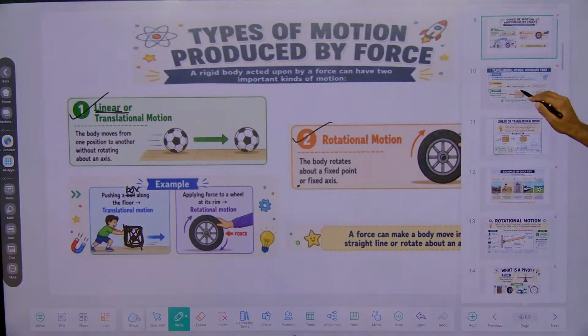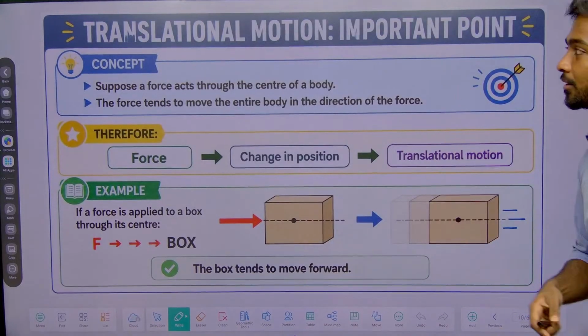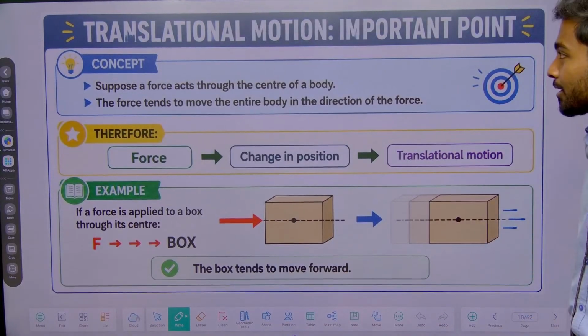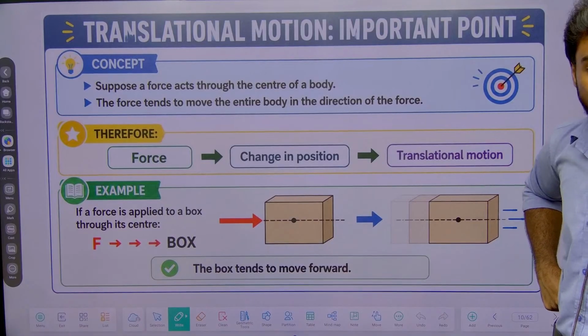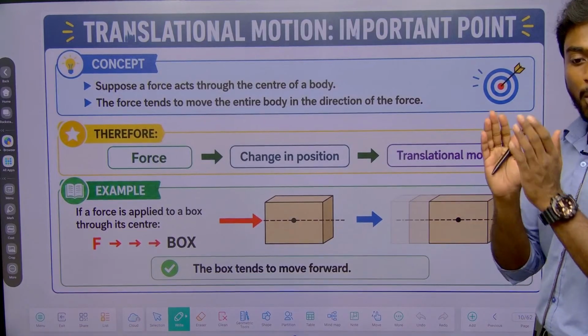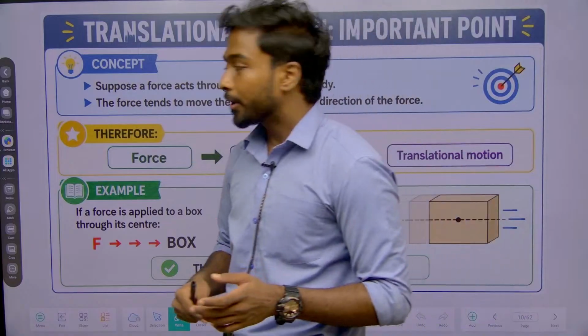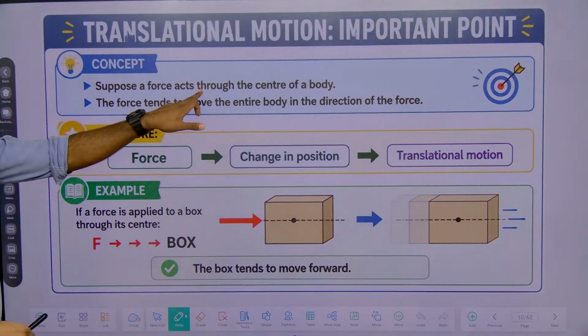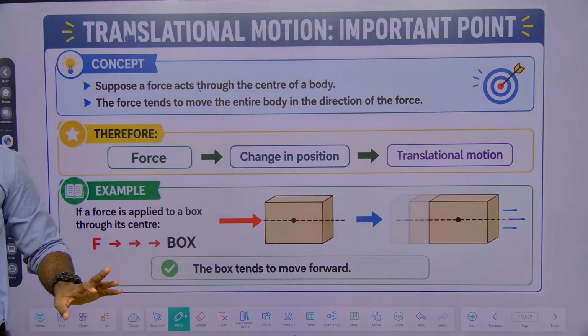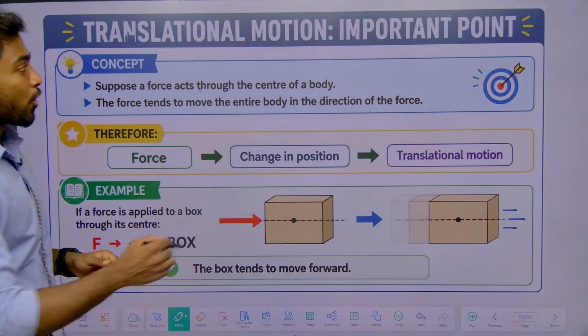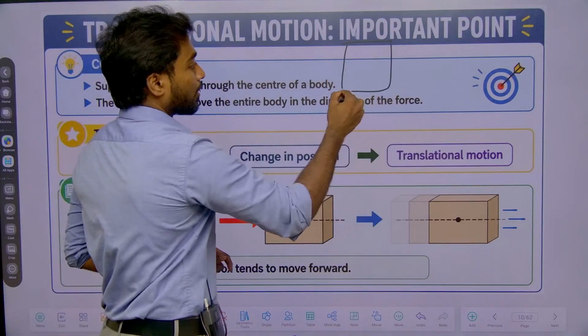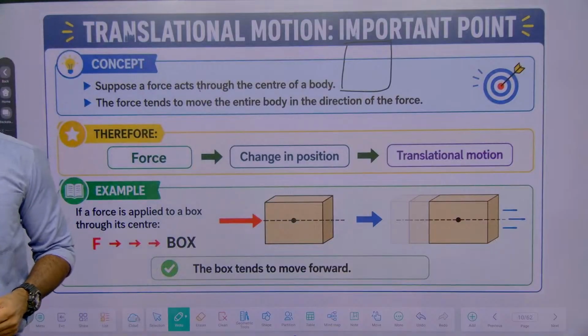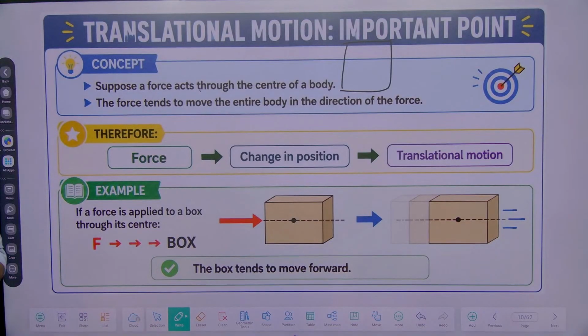So next one is we will talk about the detailed concept of the translational motion or linear motion. Linear motion means an object going in a straight line. Suppose a force acts through the center of a body. Center of a body means, if I talk about the box, what is the center of the box? We'll say the middle, right?